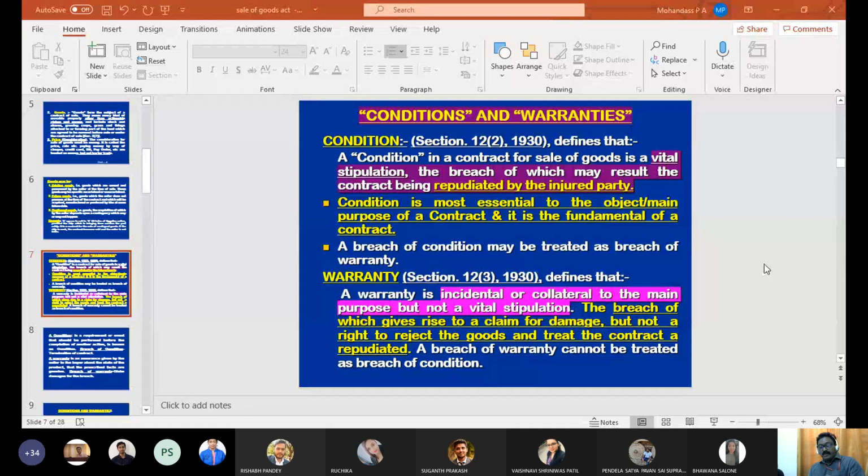Tomorrow, when you go to your showroom and want to buy a split AC, you will definitely ask him, what is warranty? He will say warranty is replacement. Then you will ask, what is guarantee? He will say guarantee is to repair.